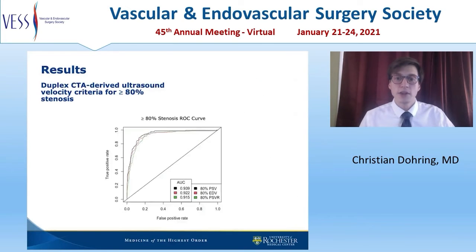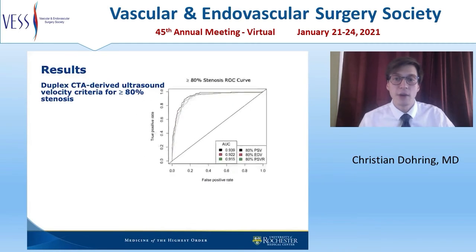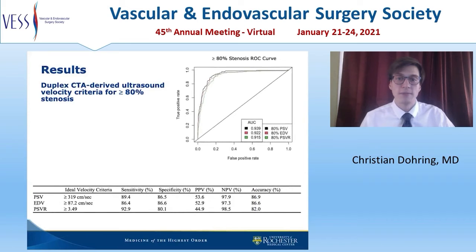Here we can see the results from ROC curve analysis of greater than 80% stenosis. Similar to ROC analysis of greater than 50% stenosis, the area under the curve for PSV, EDV, and PSVR are all over 0.9, with the results from PSV being the greatest at 0.939. Accuracy and sensitivity were also greatest for PSV.